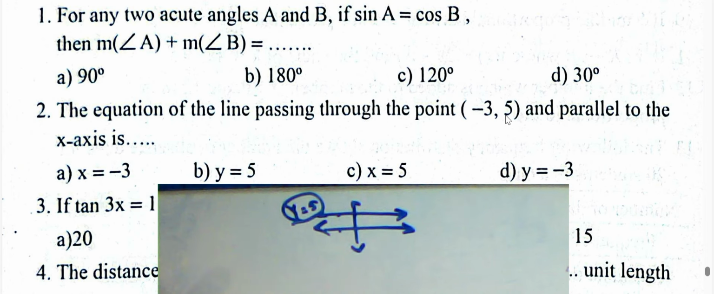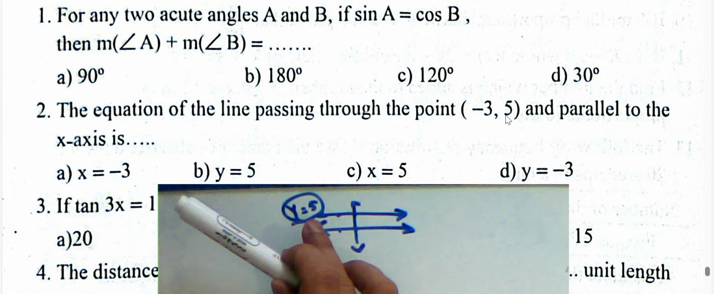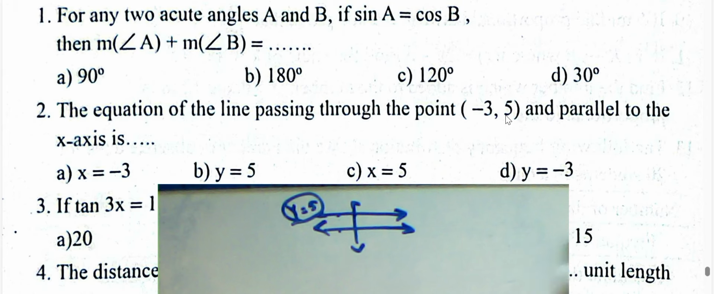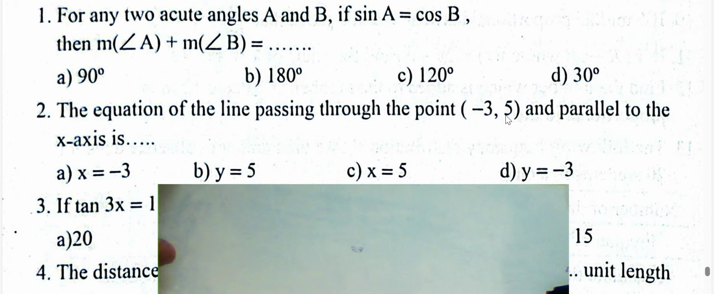And if you want a line parallel to the y-axis, it will be x equals -3, okay? But in this example, y equals 5 because he asked about the line parallel to the x-axis. Next question.